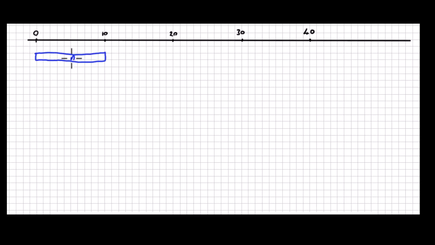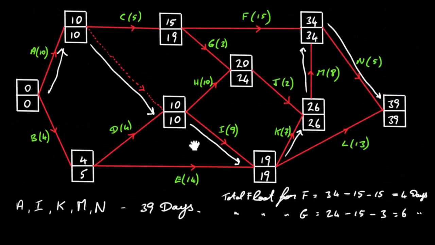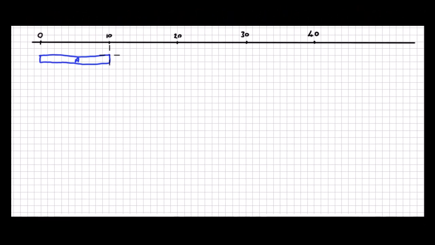This is A. So you guys probably want to use a ruler here. I'm doing this freehand. So the next one then is I. So I starts at 10 and goes to 19. So let's do that one. So it starts at 10 and goes out to 19.